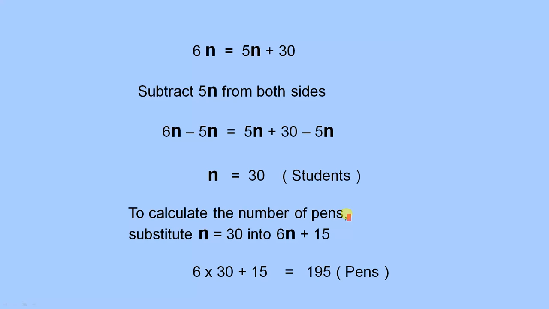Now to calculate the number of pens, just substitute n equals 30 into 6n plus 15. So 6 times 30 is 180, plus 15 is 195 pens. So the number of students was 30, and the number of pens was 195.